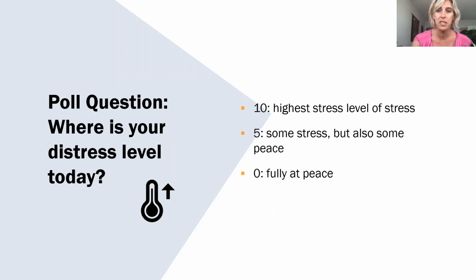And I want you to keep this for yourself because I want you to every once in a while, maybe even every day, ask yourself, where am I today? And what would it take to take me down 1 degree? So if I'm at a 7 today, what do I need to get to a 6? What needs to change for me? Okay.